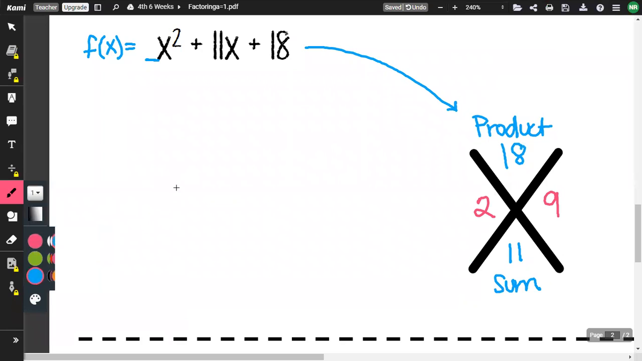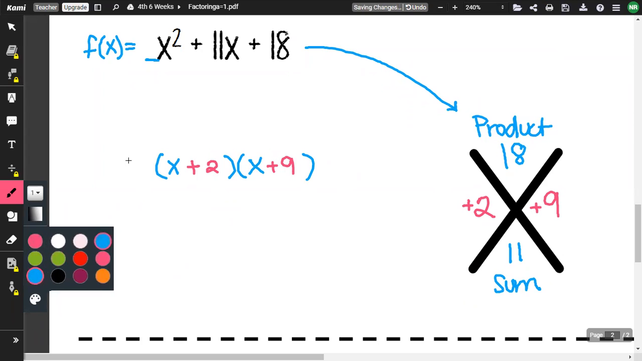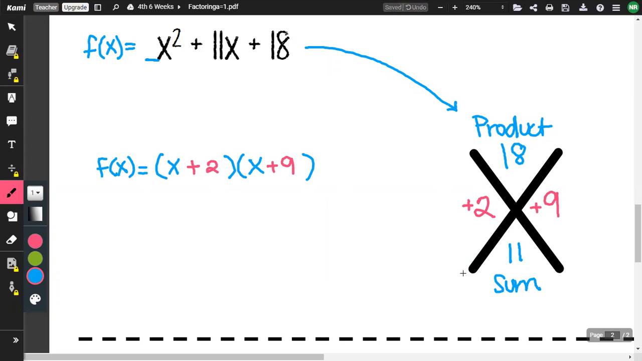Now that we've found that, we're ready to put it into our binomial. What variable are we working with? X. So I'm going to put an X in front of each one. And since that is a positive 2, my first binomial is going to be X plus 2. Since my second number is positive 9, my second binomial is going to be X plus 9. Now, once again, they may not throw in that f of X in your answers just to throw you off, but same answer. Y equals X plus 2 times X plus 9. But that is your final answer.